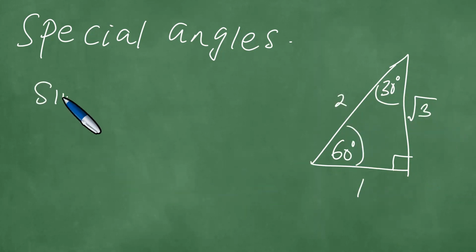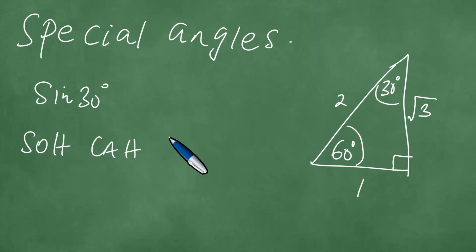So if you have, for instance, the sine of 30 degrees, using our usual SOHCAHTOA, we see that sine is opposite over hypotenuse, and this is the opposite one. Hypotenuse is the longest side of the triangle, opposite the 90 degree angle, and therefore we have sine 30 is exactly one half. Let's look at the next question, please.